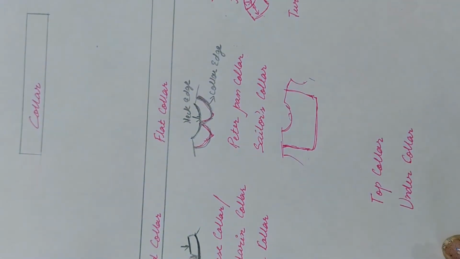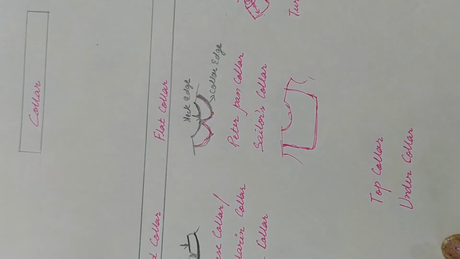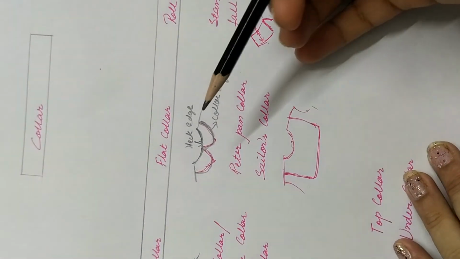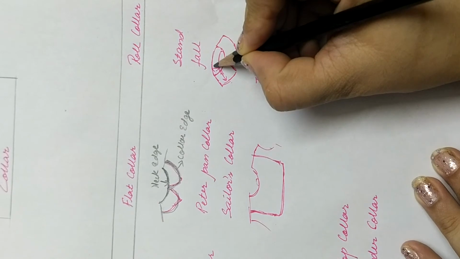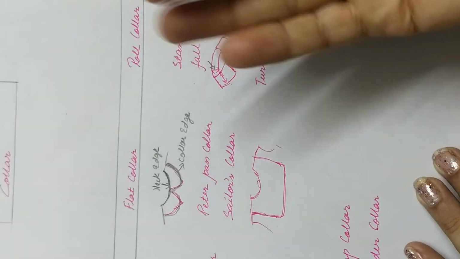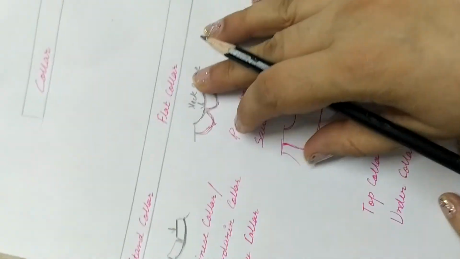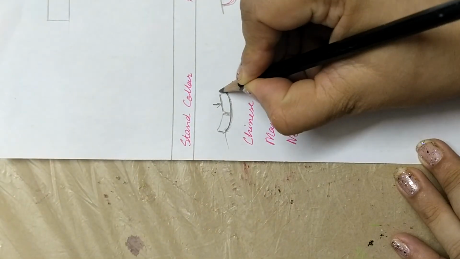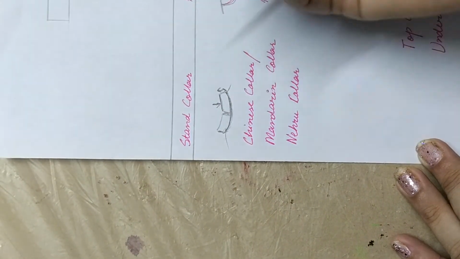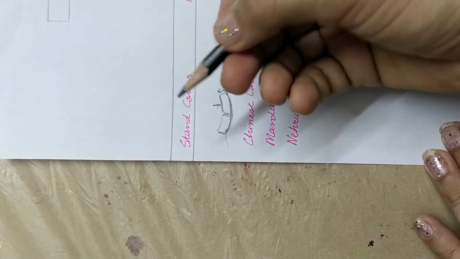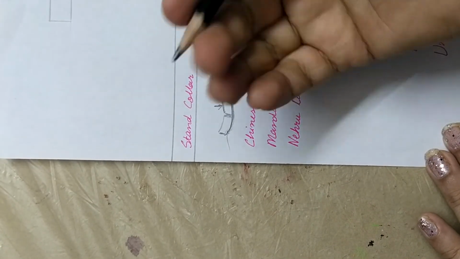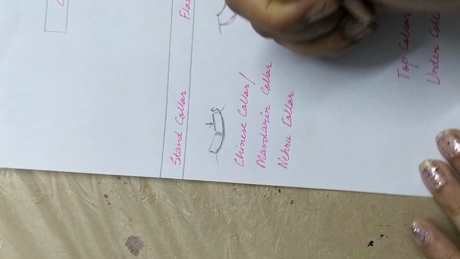Okay, now after this the next is collar stand. Collar stand is basically this portion wherein the collar stands up, that is the collar stand. In this particular case it is this raised part, that is the collar stand. This particular collar doesn't have a collar fall or a roll line where the collar will fall.